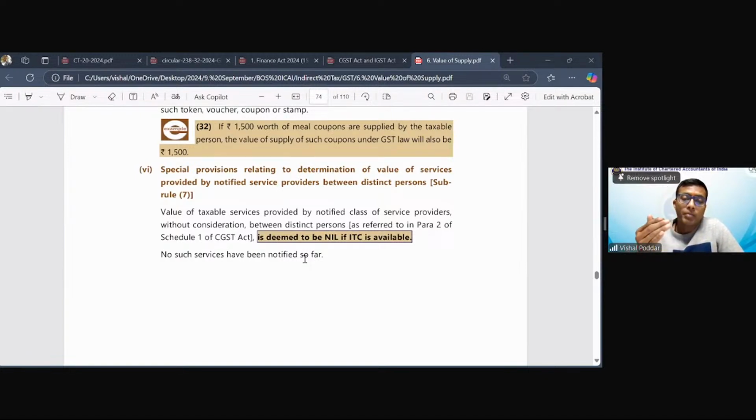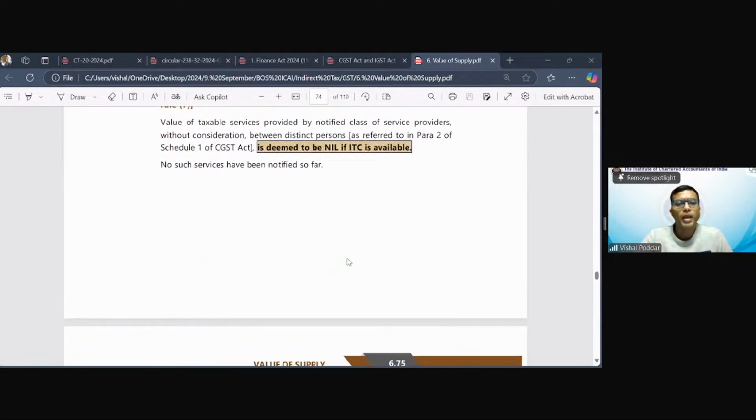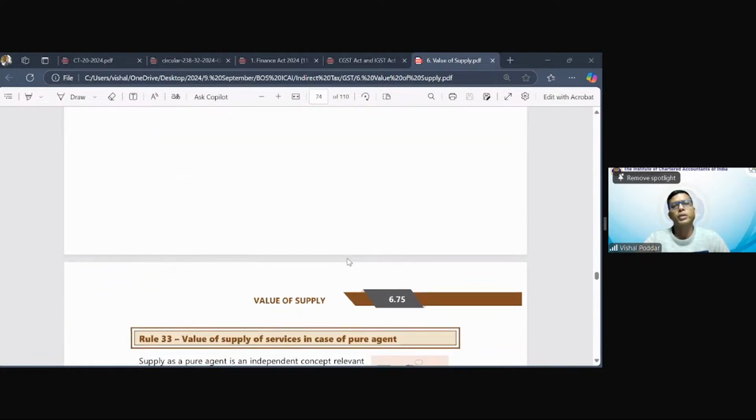Now, banks have multiple branches, and within branches, they transact a lot. One branch is doing a lot of service for the other. Similarly, the other one is doing a lot of service for the first one. In such a case, it may become cumbersome for them to raise invoice on each of them again and again. So they may put those services here. Till now, no services have been notified. But maybe in future, if any services are notified, then in those cases, doing inter-branch transfer, no GST would be applicable because the value taken would be nil.